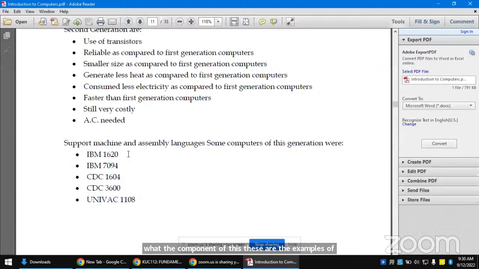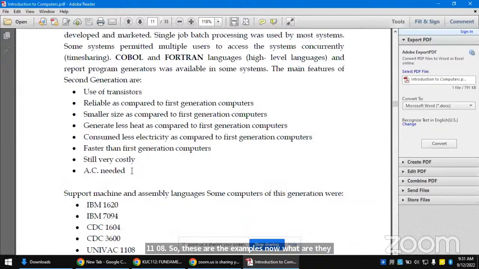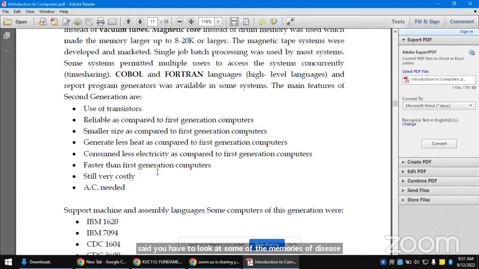IBM had the 1620, IBM 7094, CDC 1604, CDC 3600, UNIVAC 1108. So these are the examples. Now, what are the merits? What are the demerits? As I said, you have to look at that. Some of the merits you can see from these features, but the demerits are that it also produced heat, but less compared to the other one. It was still generating a lot of heat in this particular one. So you look at that first.